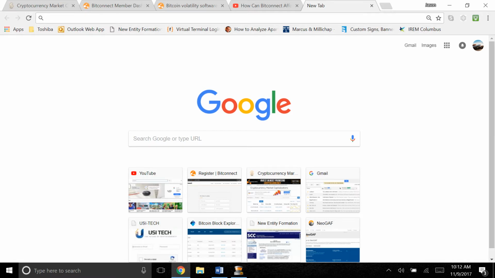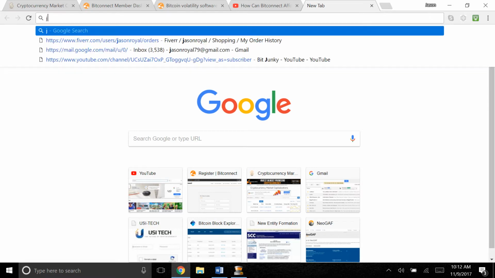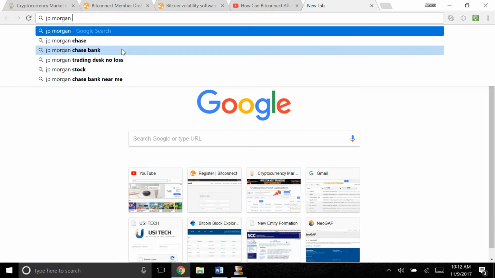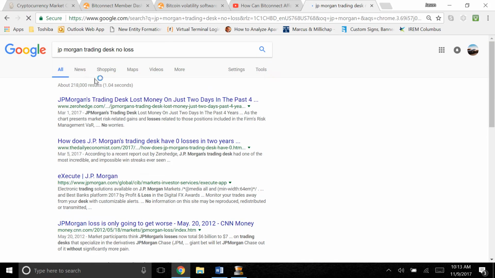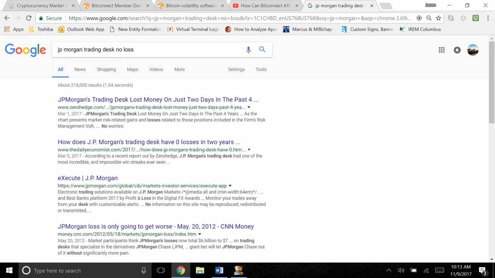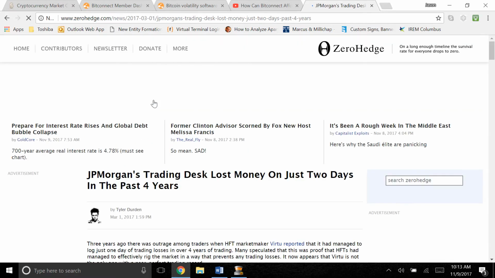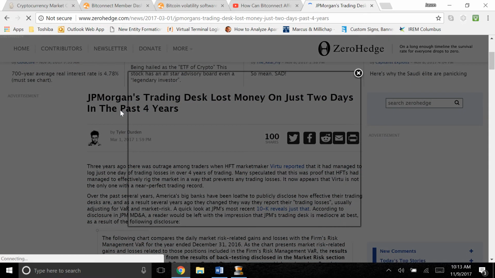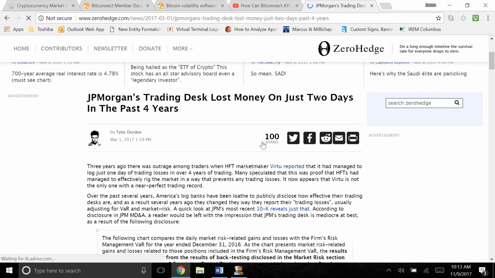What's Jamie Dimon's company? The largest, JP Morgan trading desk. It gives you an example of why trading doesn't work a lot for some of us, because we're unequipped, right? Take a peek at this. JP Morgan's trading desk lost money on just 2 days in the past 4 years trading markets.